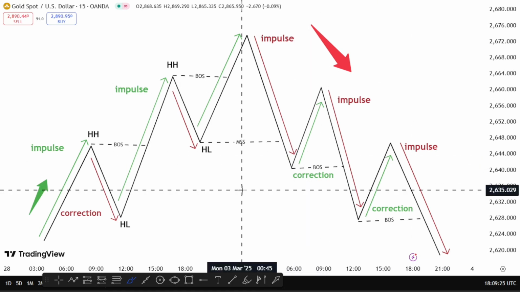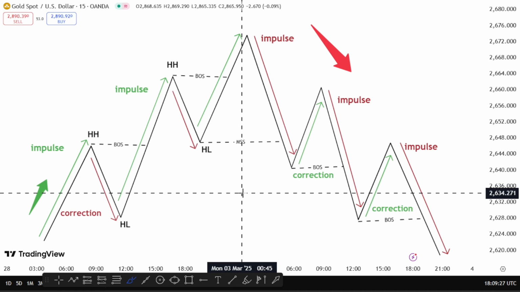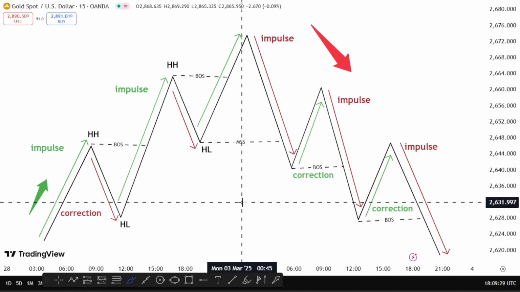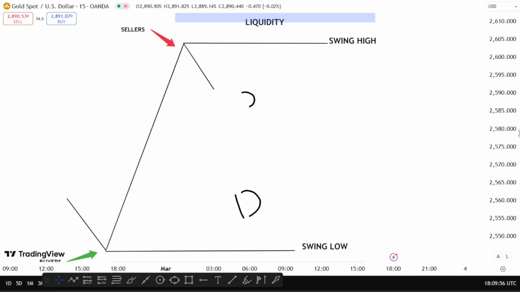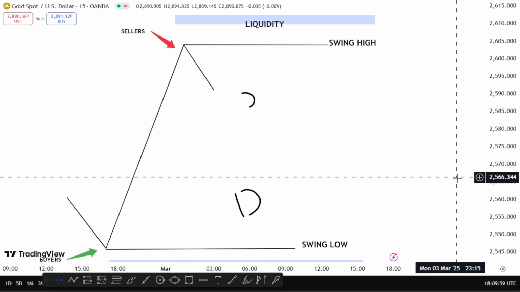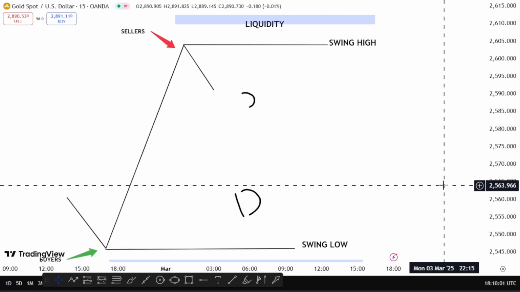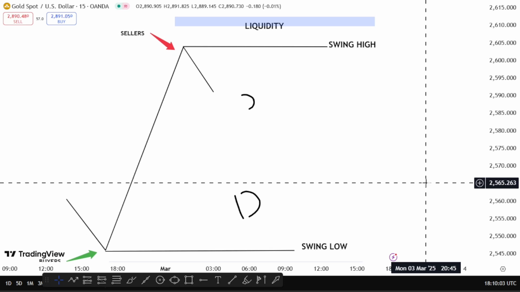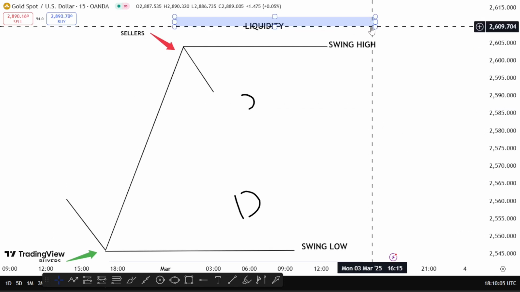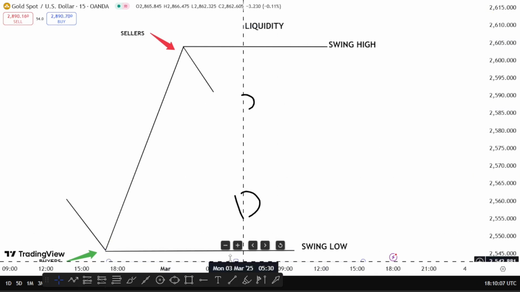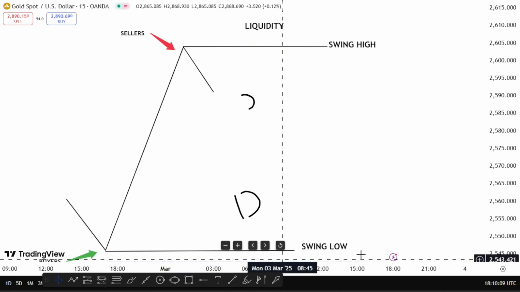Right now we're going to look at something different. We're going to look at liquidity. Liquidity refers to orders in the market, or money. Liquidity is what makes the market move. Without liquidity, the market cannot move. Without liquidity, there will be no money in the market.